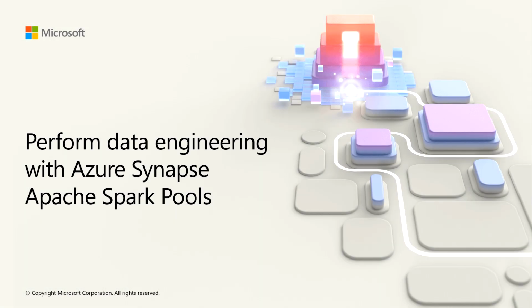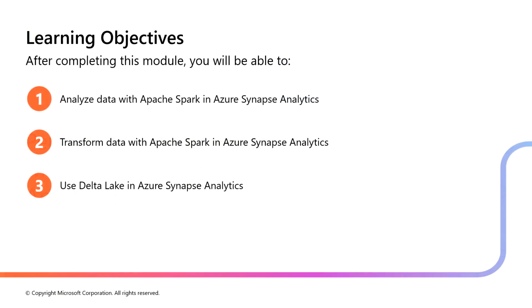Hey everyone, today we are diving deep into Apache Spark in Azure Synapse Analytics. By the end of this video, you will understand how to analyze data, transform it, and work with Delta Lakes, all using Spark Pools in Azure Synapse. We'll cover three main topics: analyzing the data with Apache Spark, transforming the data using Spark, and also using Delta Lake for advanced data management.